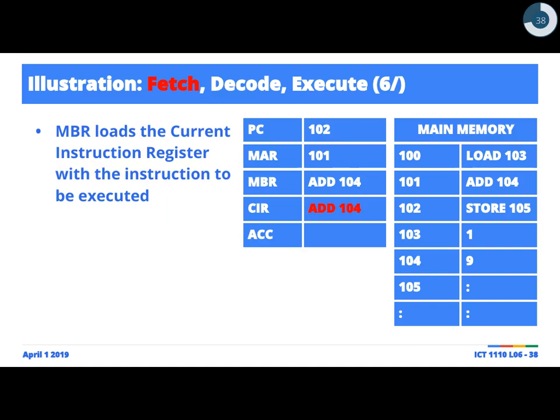So you notice that we are repeating what we did here, but different instructions. Same process, different instructions, right? Again, we're still fetching here. We load the contents in the MBR, which is this instruction that says add 104, right? So we need to now copy the contents of the MBR to the current instruction register. Again, we need to copy them there because the CPU only works on things that are in the current instruction register.